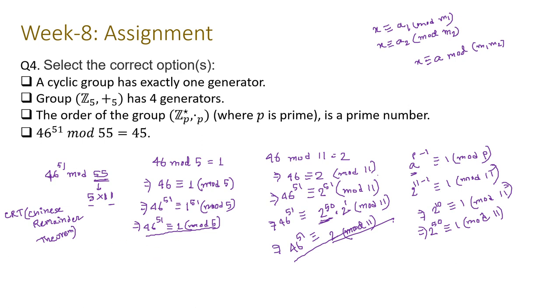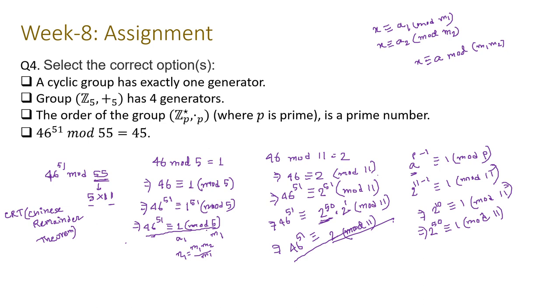So basically, for this equation you compute the value of, so this is a1, right, and this is m1, let's say. So here you compute some n1, which is nothing but m1 m2 by m1.